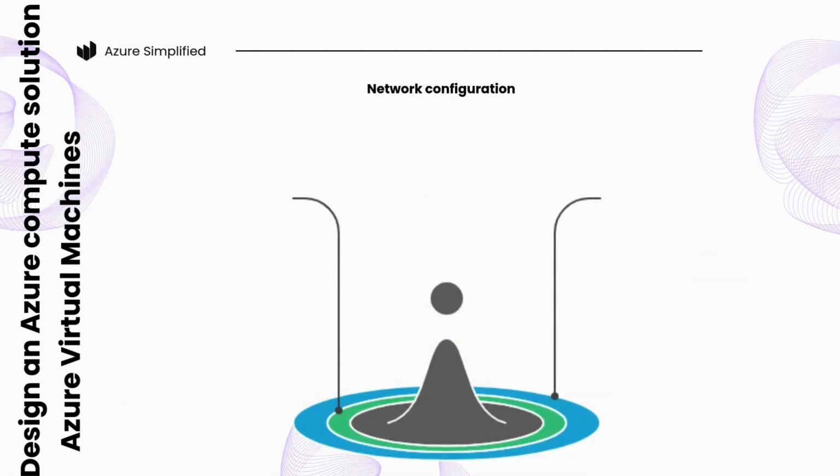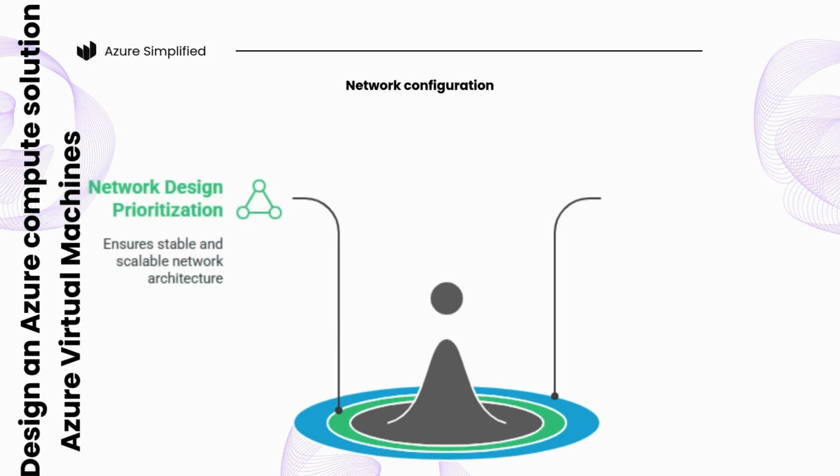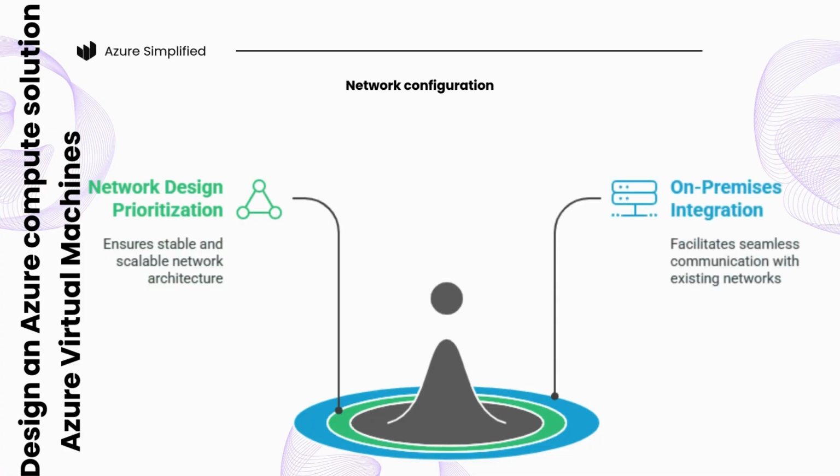Network configuration for Azure Virtual Machines. Before setting up virtual machines, it's crucial to plan the network configuration. Prioritize network design. Configure network addresses and subnets carefully, as they are difficult to modify later. On-premises integration. If connecting to an existing on-premises network, plan the topology to ensure seamless communication. A well-structured network foundation ensures efficient VM deployment and management in Azure.